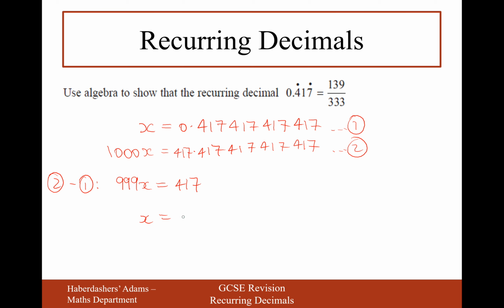Divide by the 999, and then divide by 3 on top and bottom, and we get 139 over 333. And there we are, that's the answer for this question.